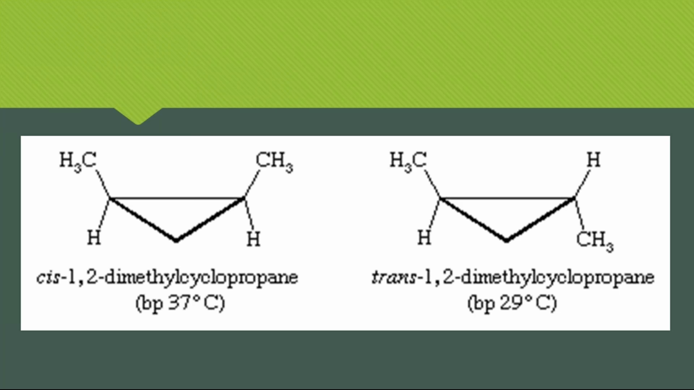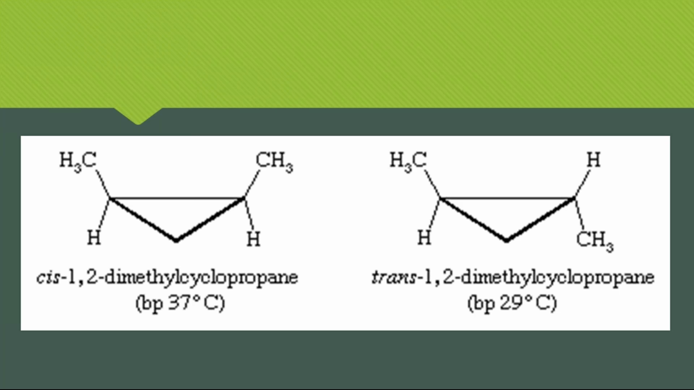So geometrical isomerism is possible in cyclic compounds. There can be no rotation about carbon-carbon single bonds forming a ring, because rotation would break the bond and break the ring. So in cis 1,2-dimethylcyclopropane, the two methyl groups are on the same side of the ring, whereas in trans 1,2-dimethylcyclopropane, they are on opposite sides.